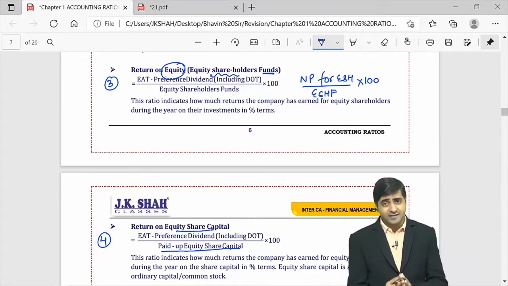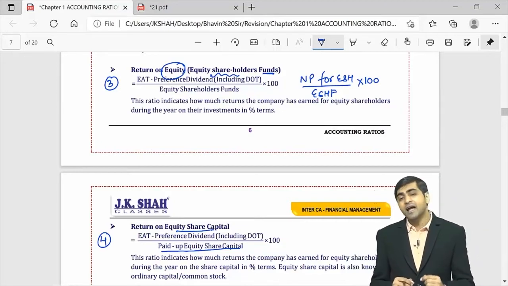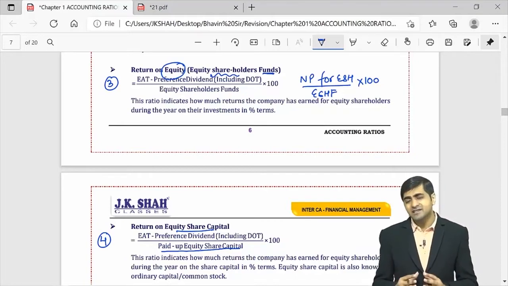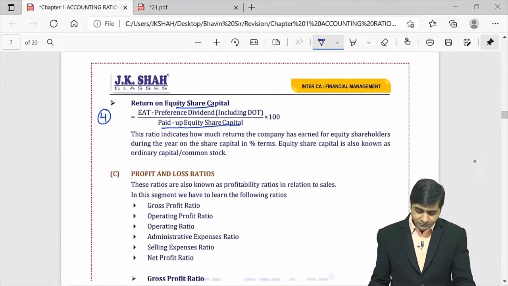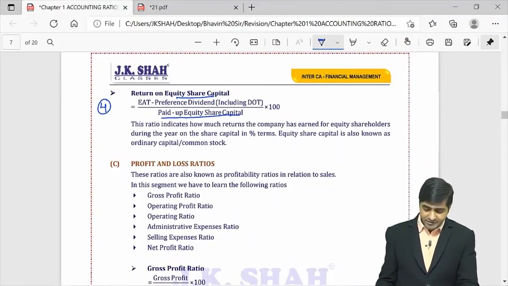Yes or no? Yes sir. Okay, so that is why in your third point we'll be including your reserves and surplus, but in the fourth point we are just considering your equity share capital. And all the return ratios definitely should be higher the better.